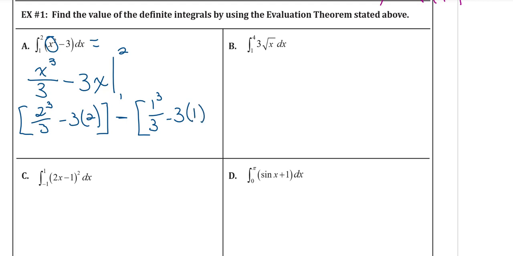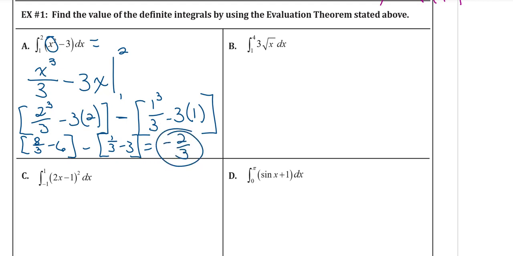I'm showing all the steps here since this is our very first one. So then what we get is 8/3 minus 6 minus 1/3 minus 3. And simplifying this, we get negative 2/3.